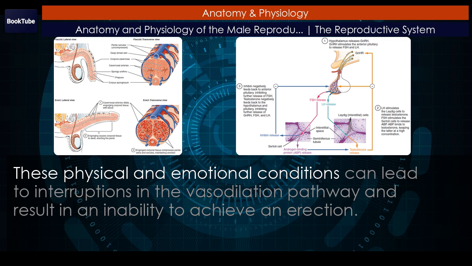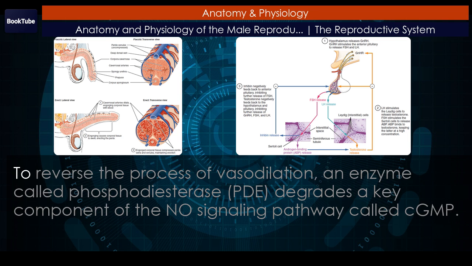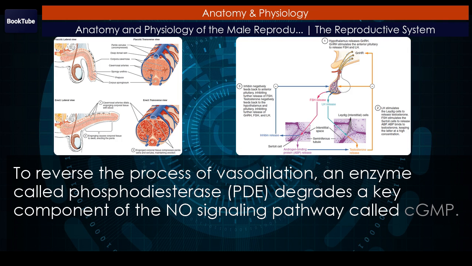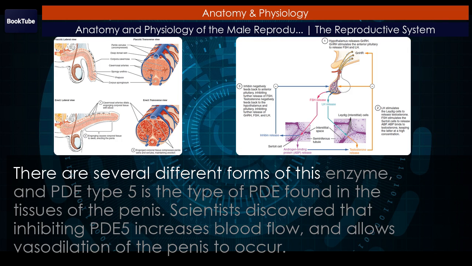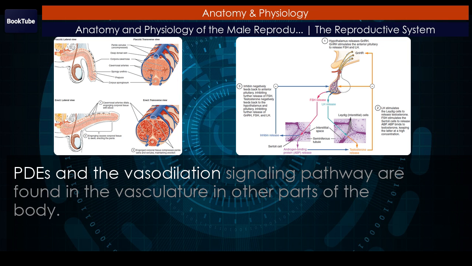These physical and emotional conditions can lead to interruptions in the vasodilation pathway and result in an inability to achieve an erection. Recall that the release of NO induces relaxation of the smooth muscles that surround the penile arteries, leading to the vasodilation necessary to achieve an erection. To reverse the process of vasodilation, an enzyme called phosphodiesterase, PDE, degrades a key component of the NO signaling pathway called cGMP. There are several different forms of this enzyme, and PDE type 5 is the type of PDE found in the tissues of the penis. Scientists discovered that inhibiting PDE5 increases blood flow and allows vasodilation of the penis to occur. PDEs and the vasodilation signaling pathway are found in the vasculature in other parts of the body.